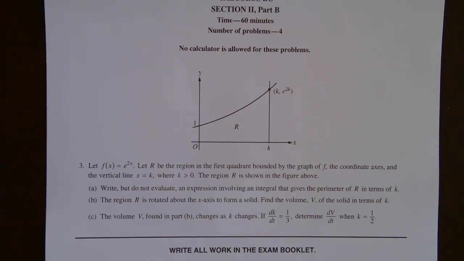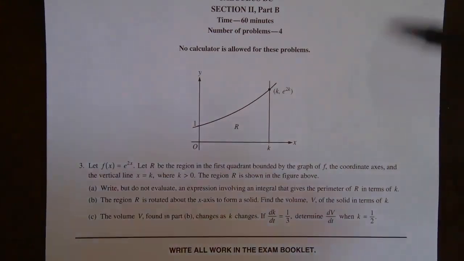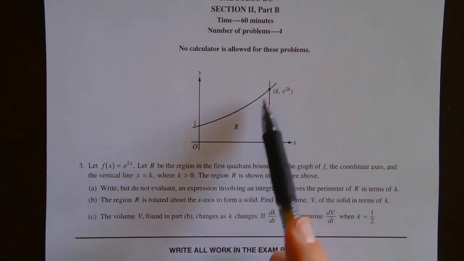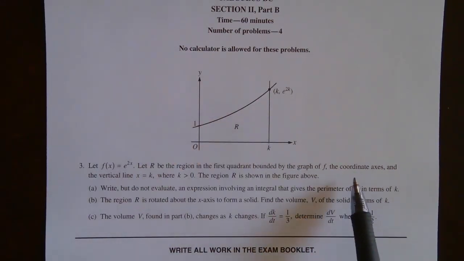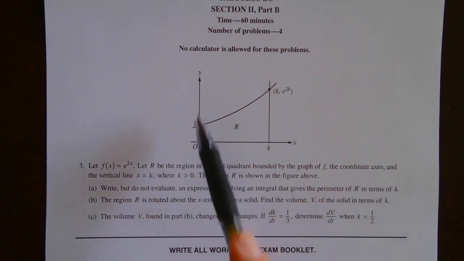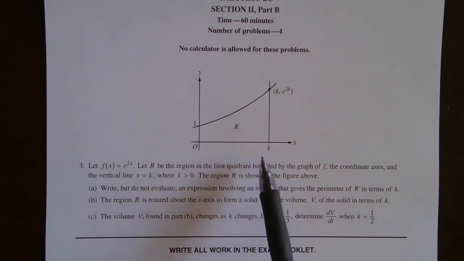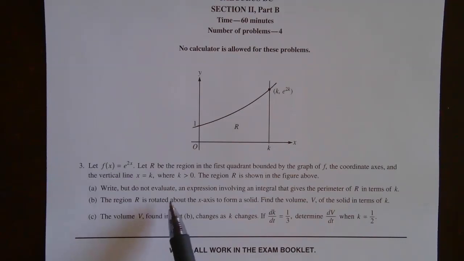From the 2011 BC free response questions number 3, I want you to do this one, okay? So let f of x equal e to the 2x, and then R is this region bounded in the first quadrant by the graph of f, which is this top part right here, the coordinate axes, which is the y-axis and the x-axis, and the vertical line x equals k, where k is greater than 0, and then the region R is shown in the figure above, okay? Write, but do not evaluate, an expression involving an integral that gives the perimeter of R in terms of k.